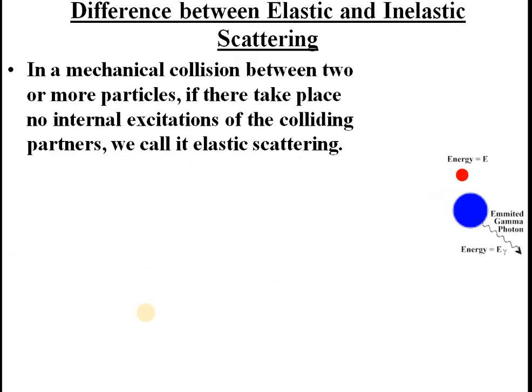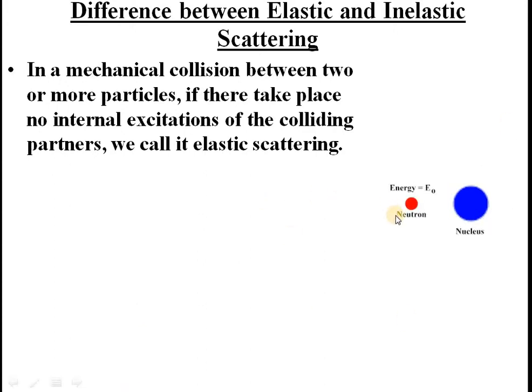Before that, it would be fine to know something about elastic and inelastic scattering. We know in a mechanical collision how we distinguish between elastic and inelastic scattering. First let us see elastic scattering. We call a scattering elastic when, in a mechanical collision between two or more particles, no internal excitation of the colliding partners takes place.